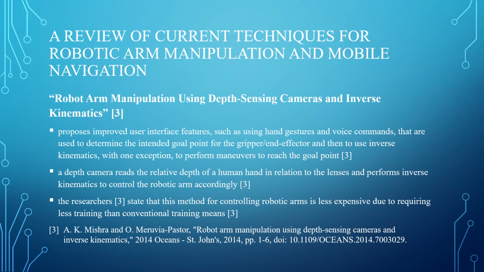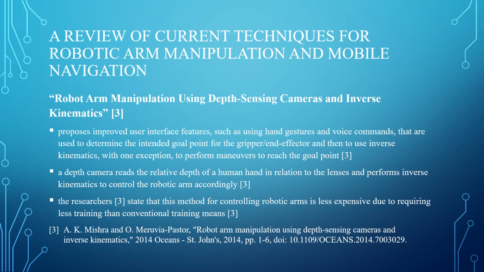The third paper in this review is titled "Robot Arm Manipulation Using Depth Sensing Cameras and Inverse Kinematics." This paper proposes improved user interface features such as using hand gestures and voice commands that are used to determine the intended goal point for the gripper or end effector, and then to use inverse kinematics, with one exception, to perform maneuvers to reach the goal point.